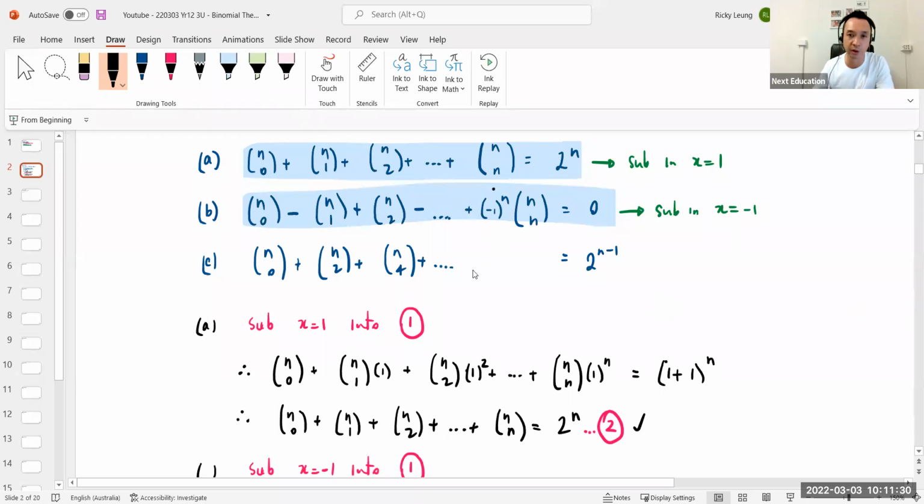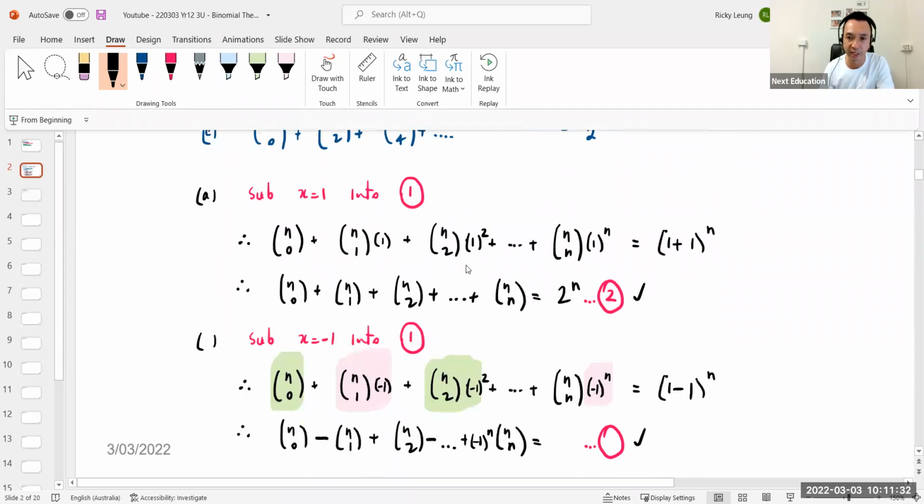And I know that on the right-hand side then, 1 minus 1 is 0. And that's exactly what I want, right? And I'm going to label that as number 3. Is that okay? So all I've done for question B is do exactly the same as A, but sub in -1s and then alternate the signs. And the right-hand side is 0.